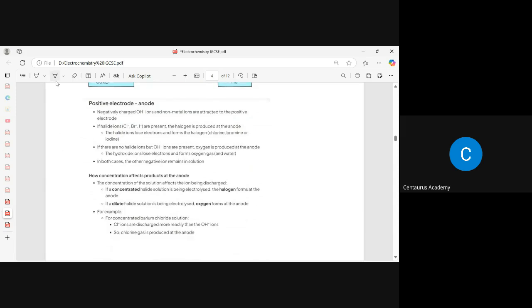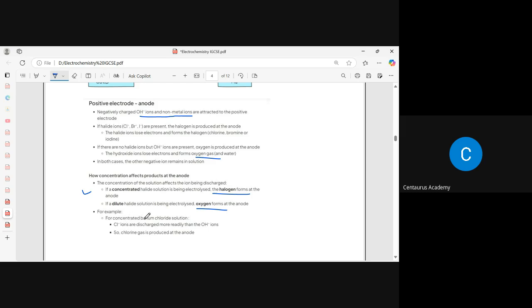Let's go through a bit of the theory part. Negatively charged hydroxide ions and non-metal ions are attracted towards the anode. If halide ions are present, the halogen is produced at the anode, as the ions lose electrons, forming the halogen. If there are no halide ions but hydroxide ions are present, oxygen is produced at the anode. The hydroxide ions lose their electrons, forming oxygen gas and water. In both cases, the other negative ion always remains within the solution. The particular rule is that if a concentrated halide solution is being electrolyzed, then halogen is formed. If a dilute solution is being electrolyzed, then oxygen will be formed at the anode.